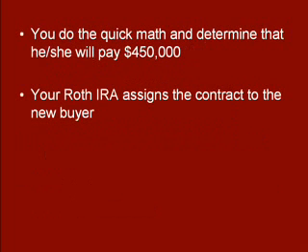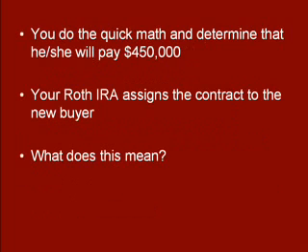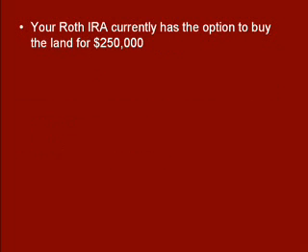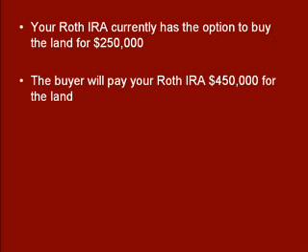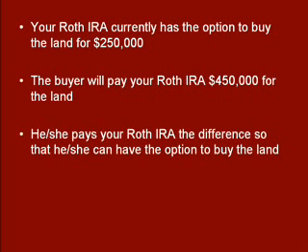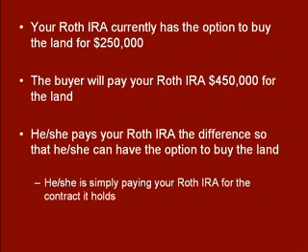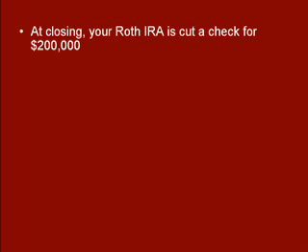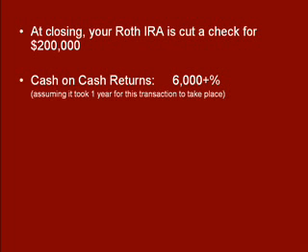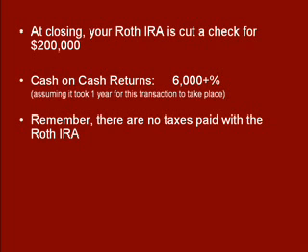Your Roth IRA assigns the contract to the new buyer. What does this mean? This means your Roth IRA currently has the option to buy the land for $250,000. The buyer will pay your Roth IRA $450,000 for the land. He or she pays your Roth IRA the difference so that he or she can have the option to buy the land. He or she is simply paying your Roth IRA for the contract that it holds. At closing, your Roth IRA cuts a check for $200,000. The cash-on-cash returns, 6,000-plus percent, assuming it took a year for this transaction to take place.